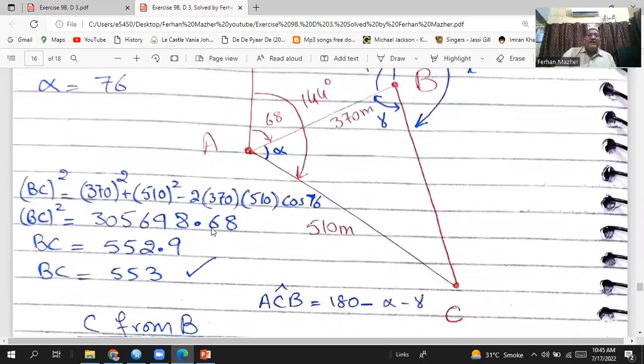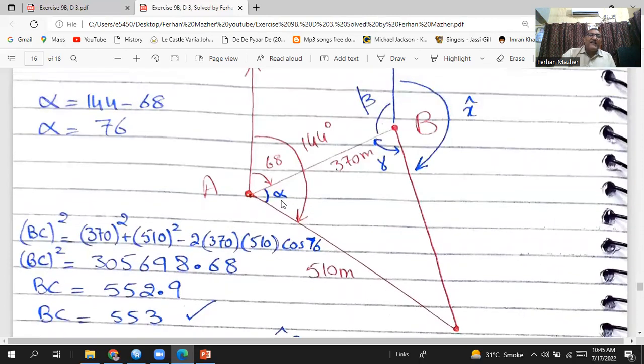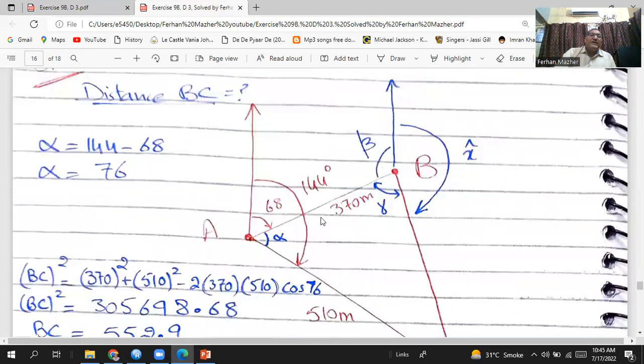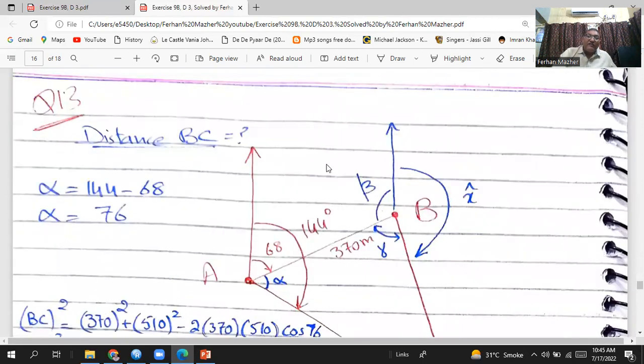Now they want us to find the ACB angle. You see this angle ACB. For finding the ACB angle, I know this angle alpha. I want to know the angle gamma. So we have to find that out. Here you see the beta. This beta we can find from 68. Beta plus 68 is equal to 180, so beta will be 180 minus 68. So beta will be 112. So this angle is 112.